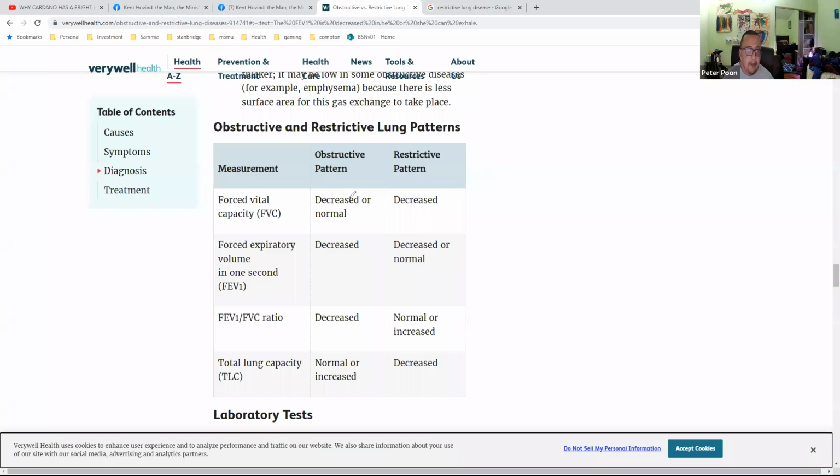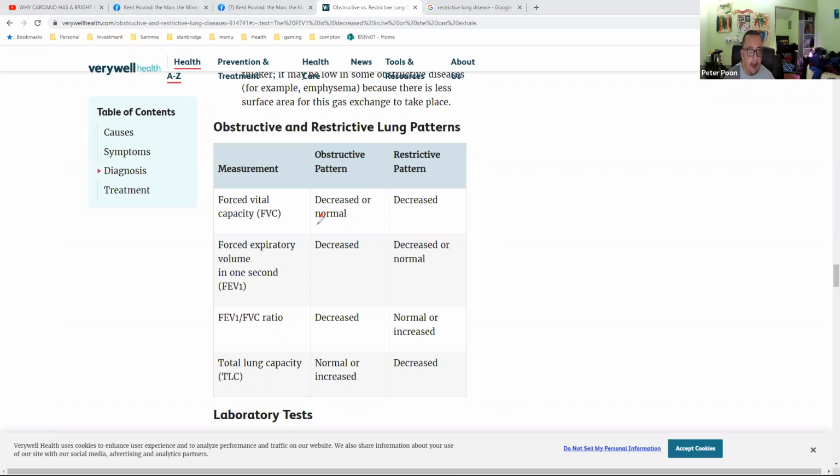For obstructive lung disease, the important thing is that the forced vital capacity is somewhat normal. It is decreased, but not really that much. The forced vital capacity doesn't change, but the forced expiratory volume in 1 second is decreased. This should be second, not minute. Yes, that's a big huge typo.